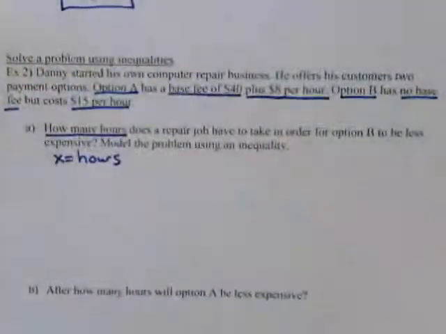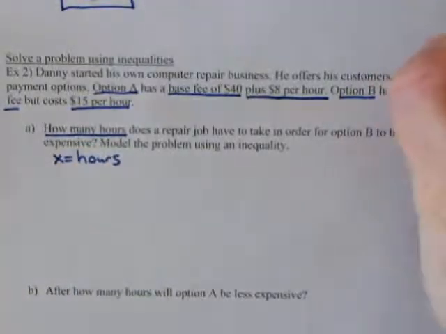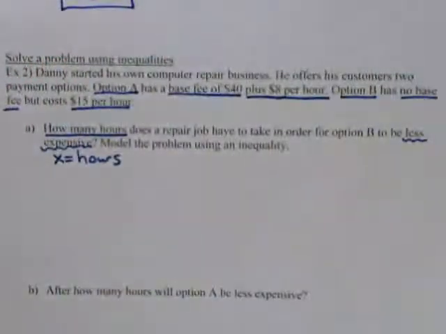So how many hours does a repair job have to take in order for option B to be less expensive? In this case here, less expensive is actually probably one of your most important things that you could be looking at. And here's the reason why. Less expensive tells you exactly which inequality symbol you are going to use, because less expensive automatically indicates that one option is better than the other option.